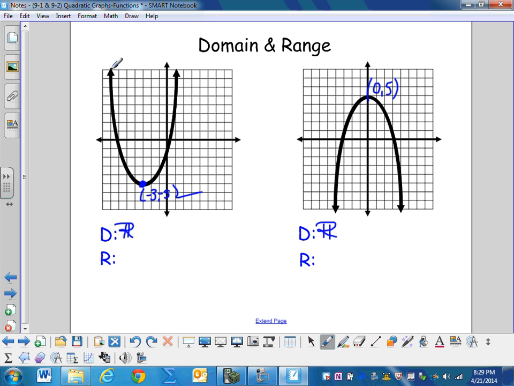In the first graph, it falls to a minimum, and then it rises. So for the range, the lowest y value is negative 5. Since that's the lowest, all the other y values are greater than or equal to negative 5. And in the second case, the vertex is the maximum, 0, 5. So 5 is the highest y value, so all the y values are less than or equal to that. So y is less than or equal to 5.